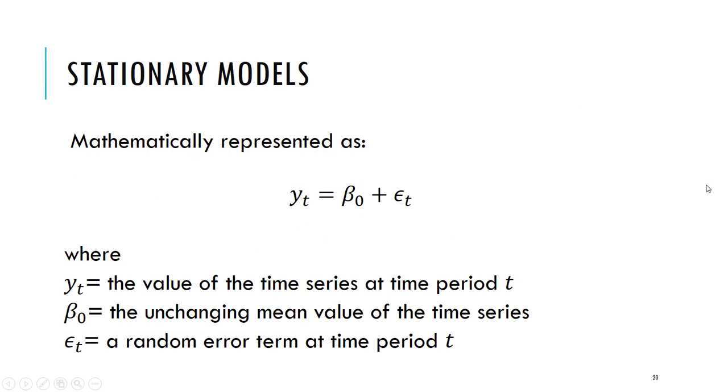So mathematically, it's represented as y sub t is equal to beta sub 0 plus epsilon sub t. Y sub t is the value of the time series at time period t. Beta sub 0 is the unchanging mean value of the series. That's the thing that's telling us what the horizontal pattern looks like. And epsilon sub t is that random error term around the flat pattern. So yes, it will not be a straight horizontal line. When you do a line plot, there'll be some ups and downs, but we think that's just random error terms, random noise.